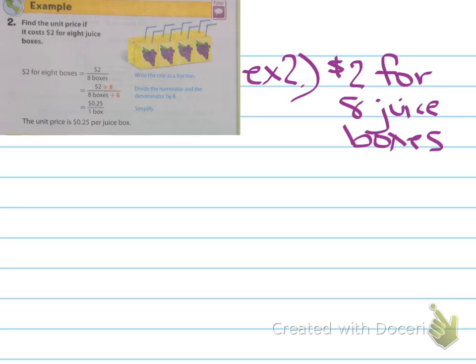And then we're going to write that as a fraction. So you would write this out. And then you would divide the numerator and denominator by the bottom number, which is 8. And then you would end up with 25 cents per 1 box, which is the unit price is 25 cents per juice box. So pause the video if you need more time to write that down.